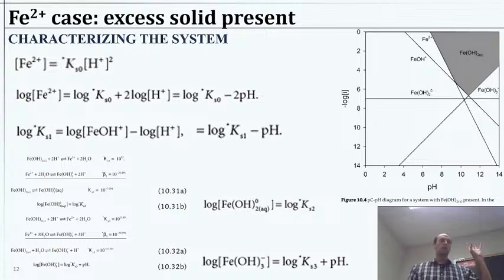Not going to dig into the derivations of any of these, just noticing that we can sometimes have a square value for H plus. Sometimes we can then take the log of that, and that becomes a 2 times pH. So in this case, 2 times log of H plus, that's saying minus 2 pH, right? So that's why we have a slope here of minus 2.